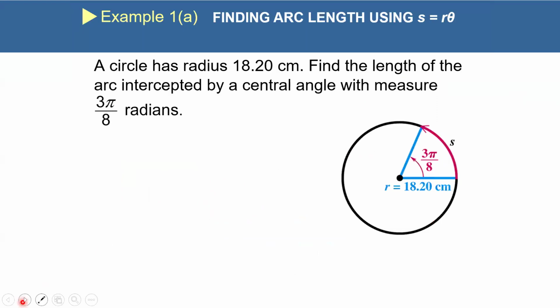Okay. All right. So here we go. It says a circle has a radius of 18.2 centimeters. Find the length of the arc intercepted by a central angle with the measure 3 pi over 8 radians. Do we have a formula for that? S equals what? R theta. Do we have our R? Do we have our theta in radians?